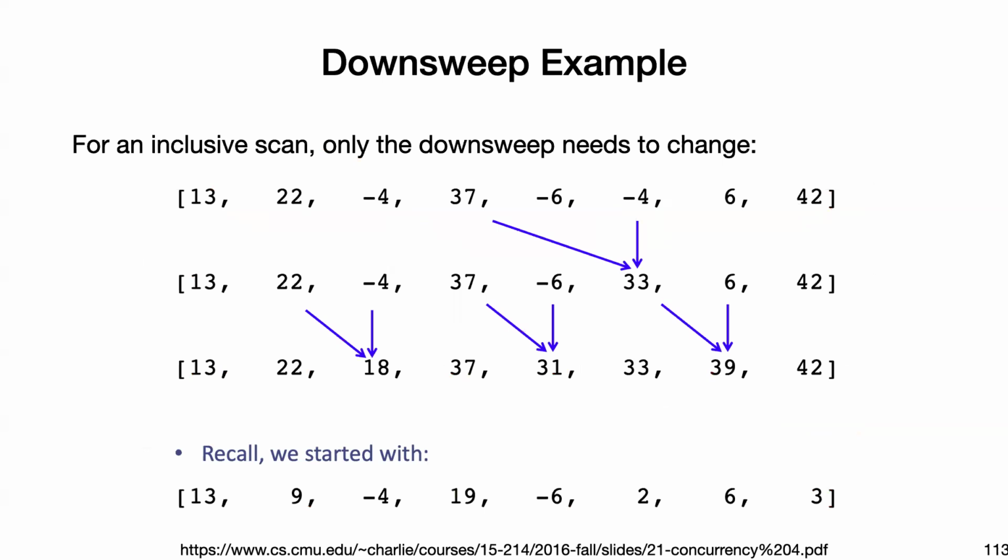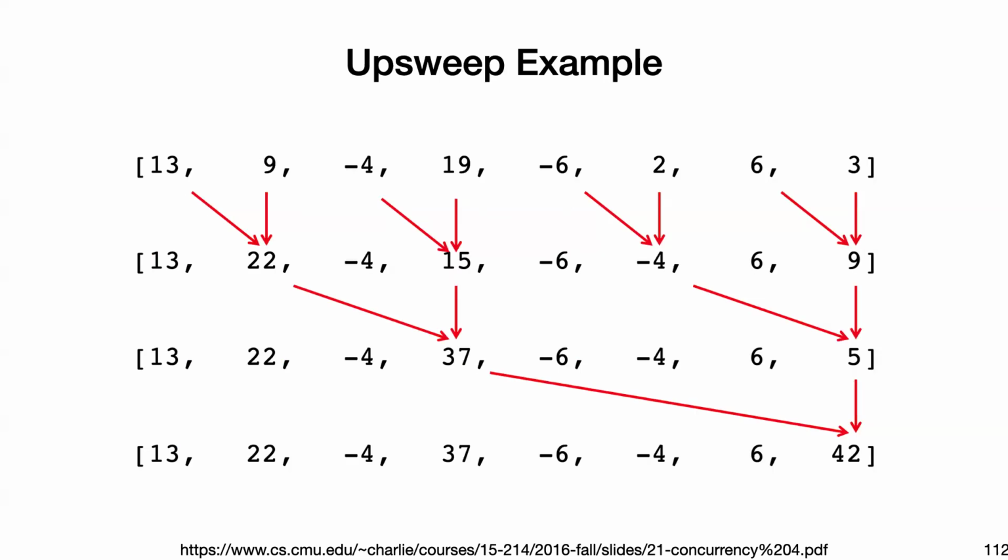So in the downsweep, 37 gets, so these are distance 2 from each other, 37 and negative 4. That's 33. So negative 4 was the sum of these two things because of this pairwise addition. And 37 is the sum of these 4. So the total sum, or the total prefix for this thing, is negative 4 plus 37.